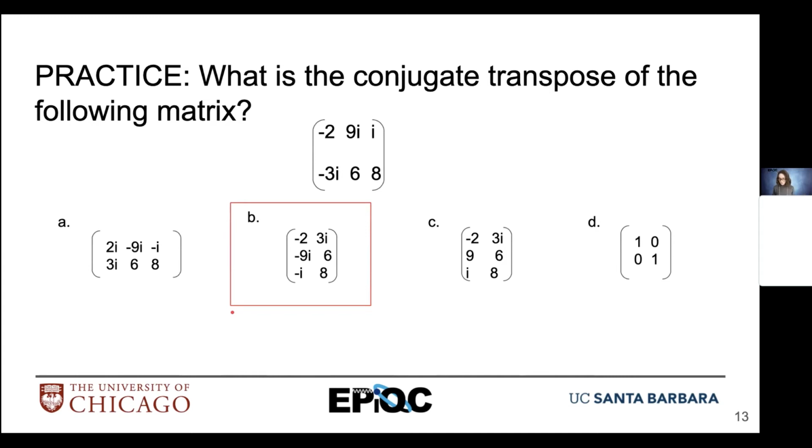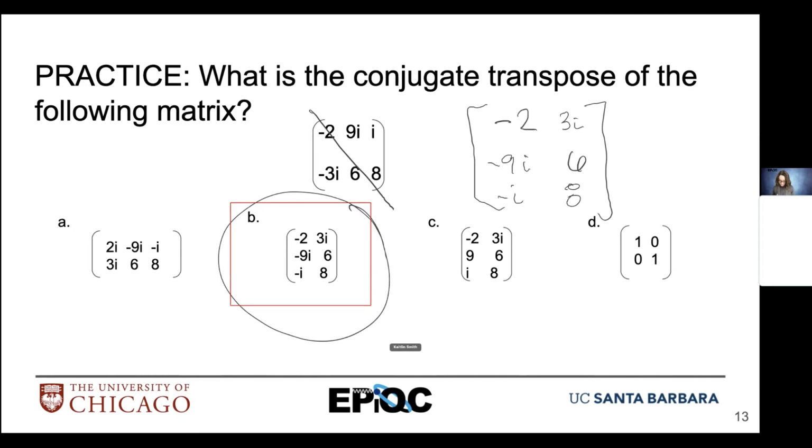So just so we can see this in action, we're once again going to draw our diagonal and flip across that diagonal. So we have -2 and 6 as our known values. We have no imaginary portion of those numbers, so we don't have to do any adjusting. And then we're going to adjust all of the rest of our values. So 9i becomes -9i, i becomes -i, -3i becomes 3i, and then 8 is just going to be 8. So this is how we get our answer B for our conjugate transpose of this matrix.